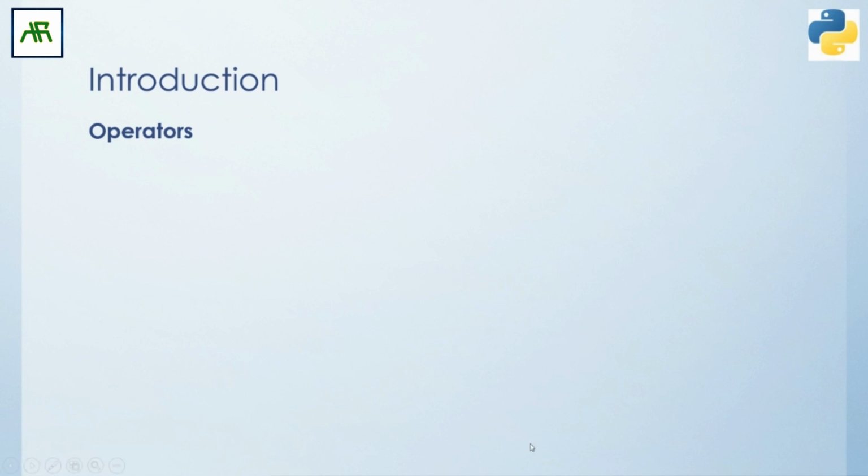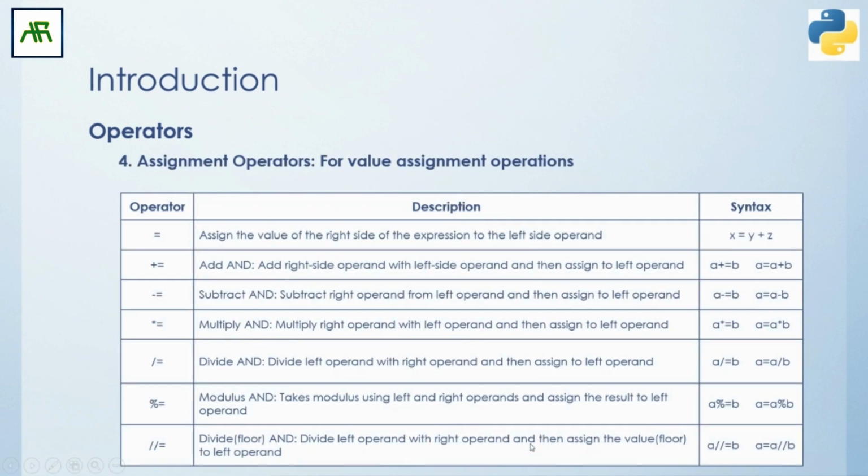The next set of operators are assignment operators. For example, equal to as an assignment operator assigns the value of the right side expression to the left operand. Here we have x equal to y plus z. So it completes the operation y plus z first and then assigns the result to x, the left operand. The next one is plus equal to.